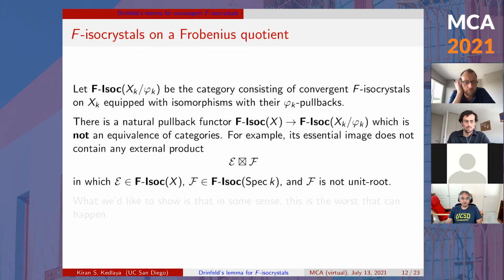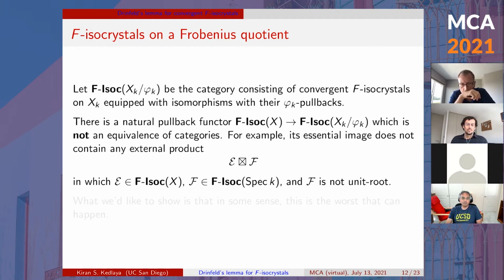And so there's a pullback functor, but here's the thing: this is not an equivalence of categories. The reason is that you can take an F-isocrystal on X and an F-isocrystal F on Spec K. This F is characterized by its Newton polygon. You take it not to be unit root, and then you take this external product. That's not going to appear in the essential image of pullback. The pullback is essentially doing things like E goes to E box product with the trivial F-isocrystal on Spec K.